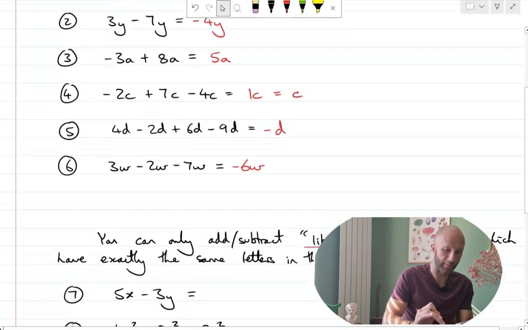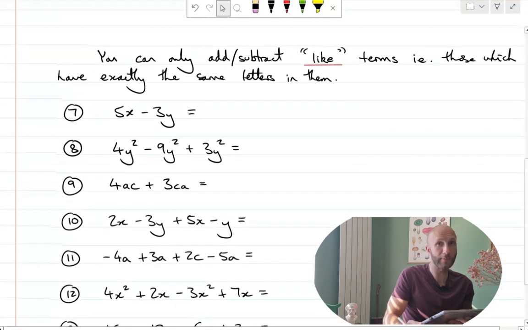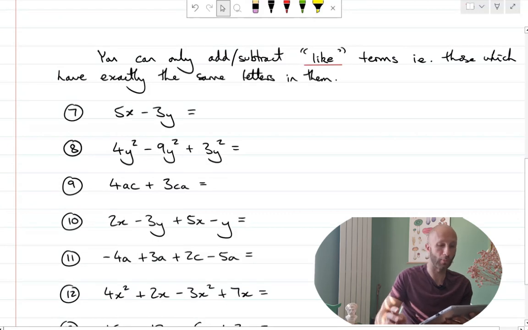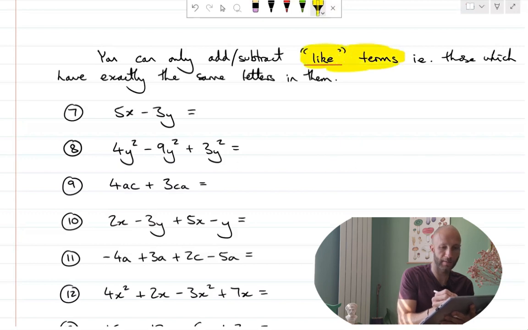And if we scroll down a little bit, we're going to look at some slightly more complicated ones, but if you can do these, you can pretty much do anything. It's always being careful with the signs and making sure you add and subtract what we call like terms. I've kind of put it here. You can only subtract like terms. Okay, the like bit is really important.